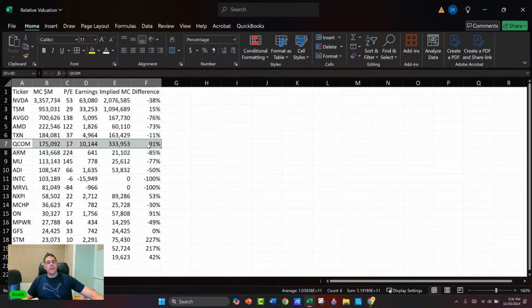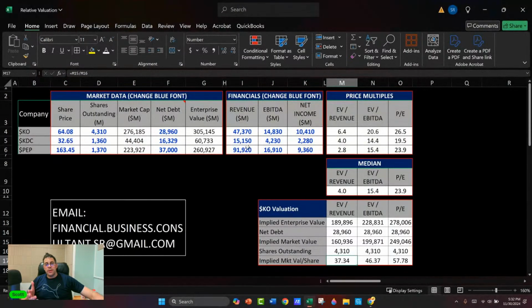So Qualcomm should double in price, according to this, because they're 91% undervalued, because they have a 17 PE. If we force them to a 33 PE, then it's kind of like the same idea. You're just trying to fit every single company into one number. So that's what the relative valuation is.